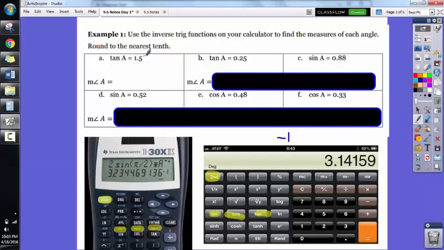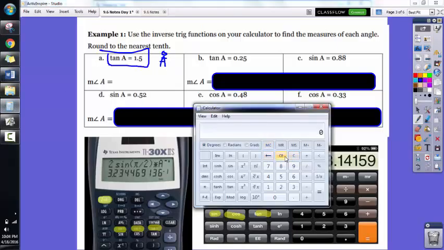So let's go ahead and practice. We're going to find the degrees that would be represented by angle A if the ratio of its side lengths is 1.5. So remember, tangent is opposite over adjacent. If I took the opposite side and divided it by the adjacent side for this angle, it would equal 1.5.